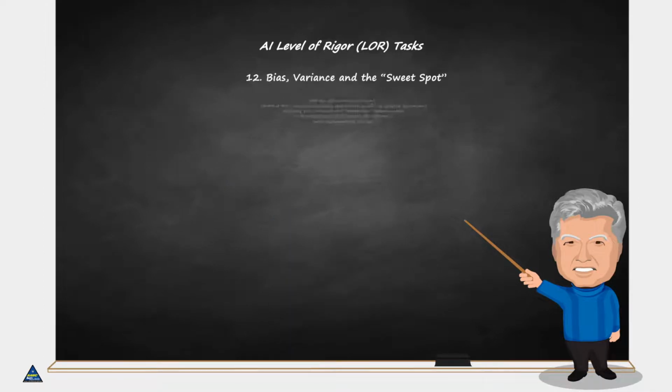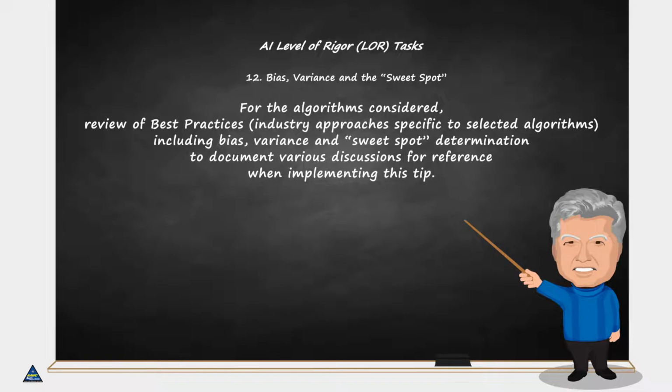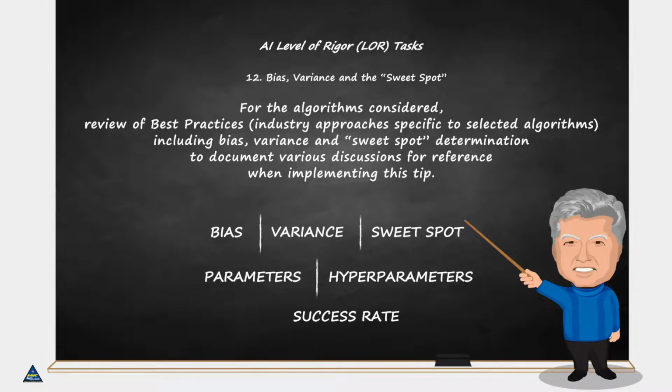The 12th AI level of rigor task involves bias, variance, and the sweet spot. All technical terms describing various aspects of algorithm performance. Consider the previous two tasks, one on the confusion matrix, the other on the ROC-AUC, PR-AUC. They provided a performance analysis and a comparison analysis. Now we want to look under the hood of the algorithm that created those results, in terms of best practices. Some of those best practices are in the form of bias, variance, and sweet spot.